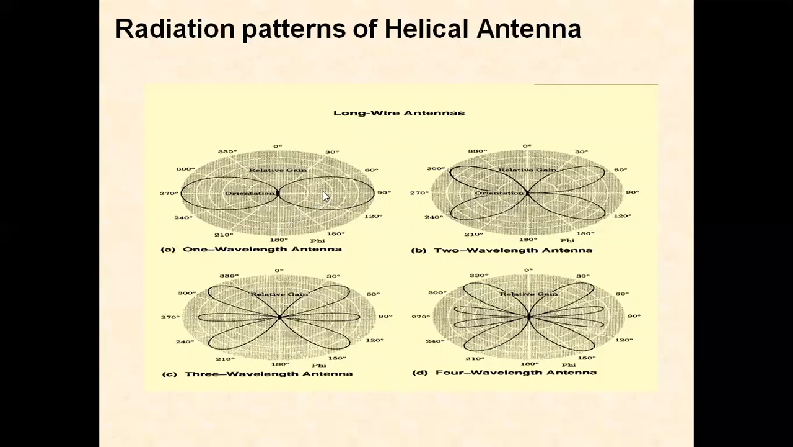If one wavelength antenna is used, this is the radiation. If two wavelengths are used, we have two figure of 8 patterns. If three wavelengths are used, three figure of 8 patterns. If four wavelengths are used, four figure of 8 patterns. If a reflector is placed behind the helix antenna, we can provide direction in a particular direction, gain in a particular direction.